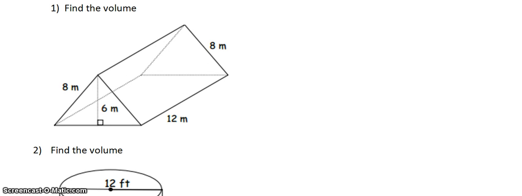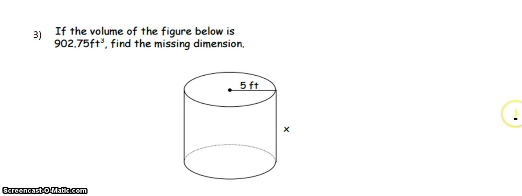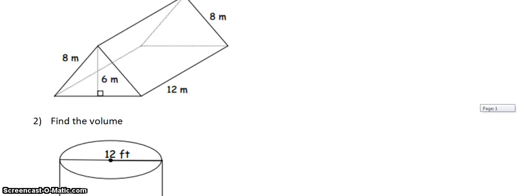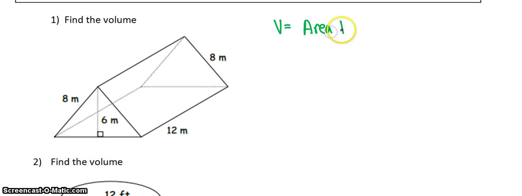Okay, now for some examples, we're going to find the volume of a couple different shapes, and there's also an example of if you're given the volume, find the missing dimension. So this is one of those working backwards problems that we practice. So I'll do one of each type, and you can do the one that I didn't do. So to find the volume, the general formula for a prism or a cylinder is the area of the base, whatever the base is, times the height.